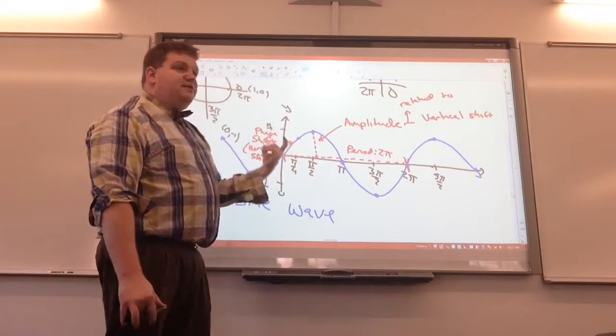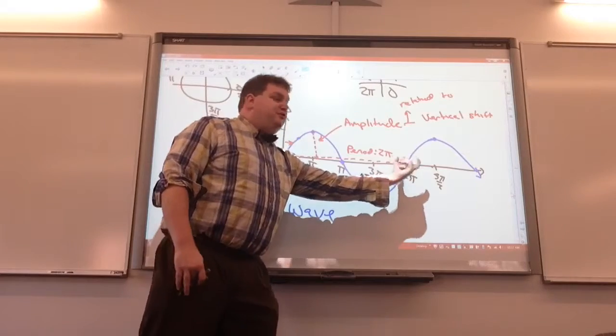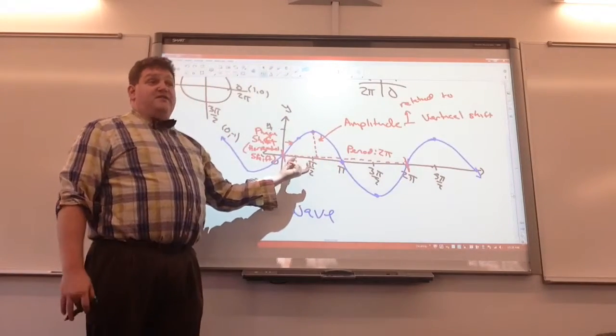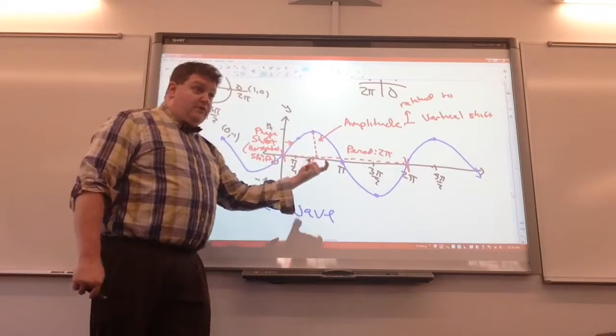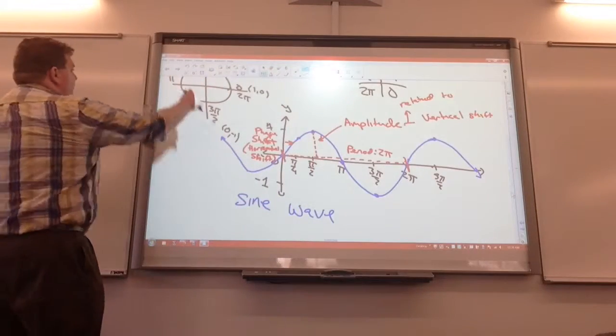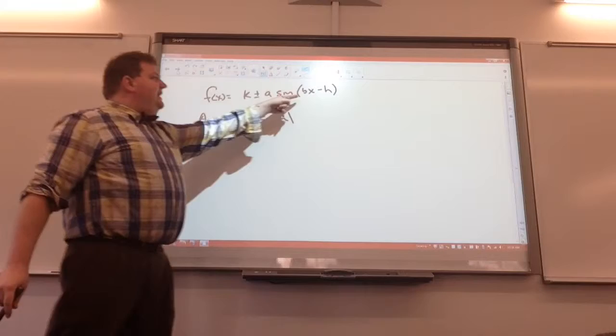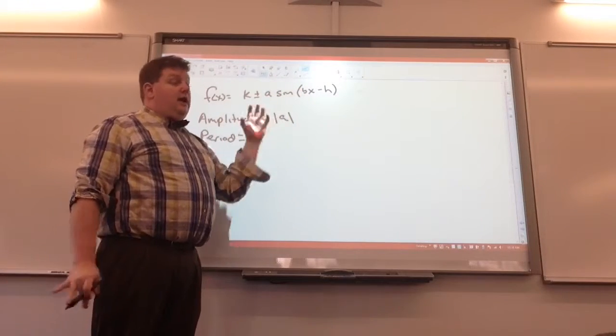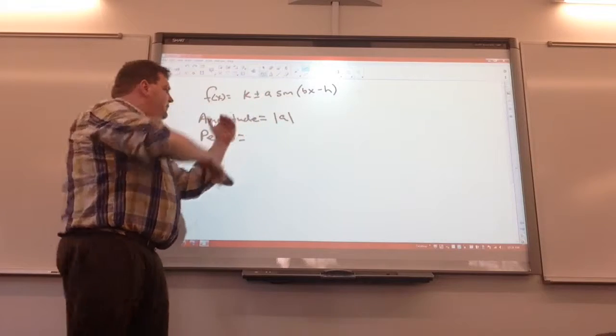If I divide it by 3, it has to be shrunk down from 2 pi to 2/3 pi. If I divide it by 4, it has to get all its business done in a space of pi over 2. Okay? So dividing by b changes how quickly it takes for the wave to repeat.